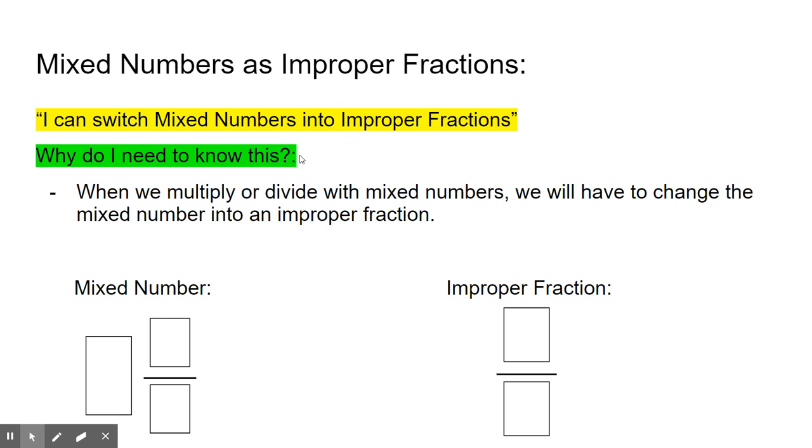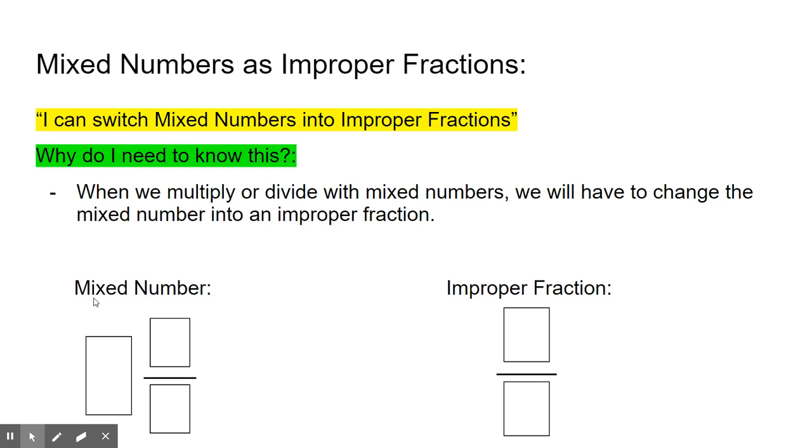And why do we need to know this? Well, when we multiply or divide with mixed numbers, we have to change mixed numbers into improper fractions. We'll be doing a little bit with multiplying and dividing here soon, so this will be pretty important in the future.